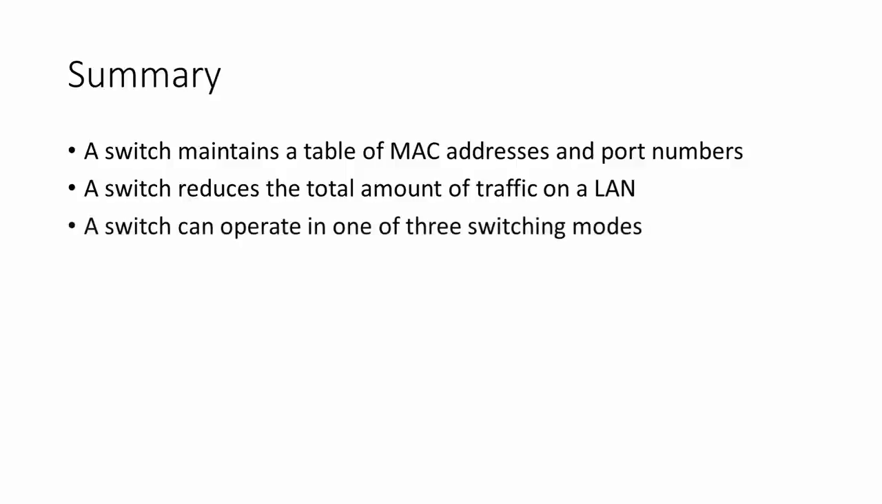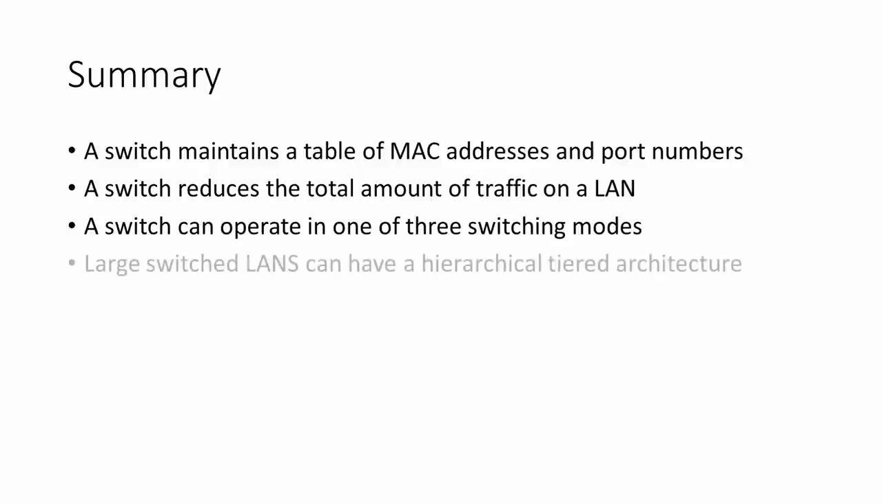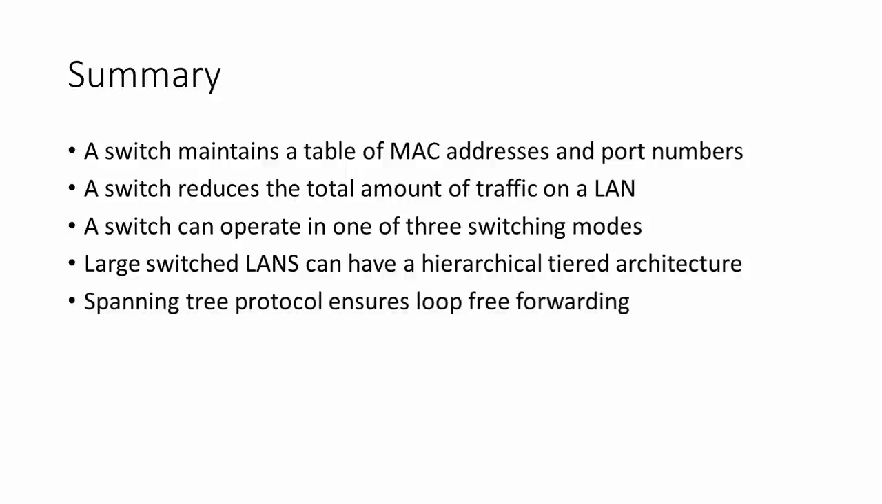There are three ways in which a switch might handle an incoming frame, known as switching modes. These are store and forward, cut through, and fragment free. A very large switched LAN might have a hierarchical tiered architecture, with faster switches and links at the core, a distribution tier, and an access tier. The spanning tree protocol can be used to ensure loop-free forwarding on a large switched LAN with built-in redundancy.